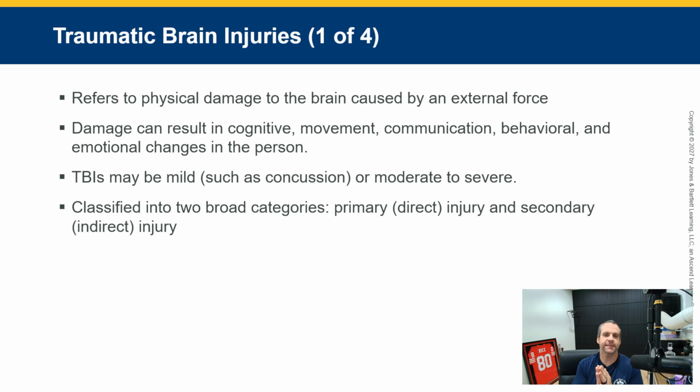Now, the term does cover a wide range of injuries. A concussion, right, is classified as mild TBI, while moderate and severe injuries may involve prolonged unconsciousness, seizures, major neurological deficits, impaired breathing. So it's just a whole lot.